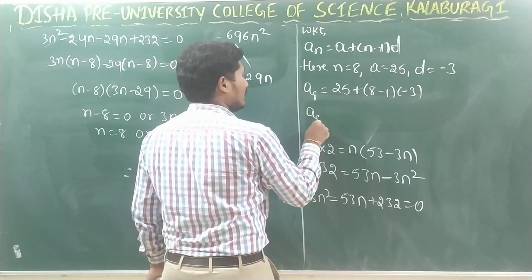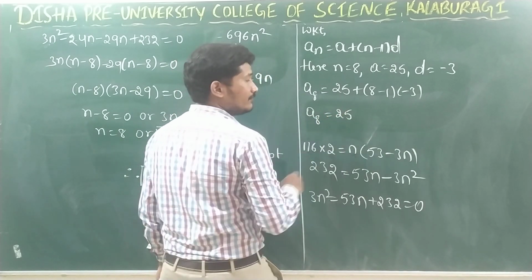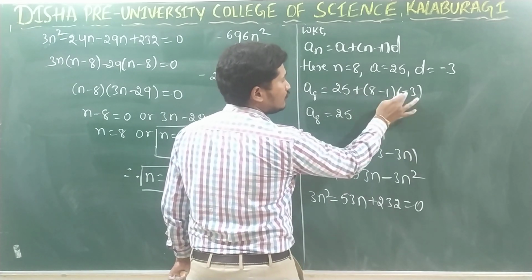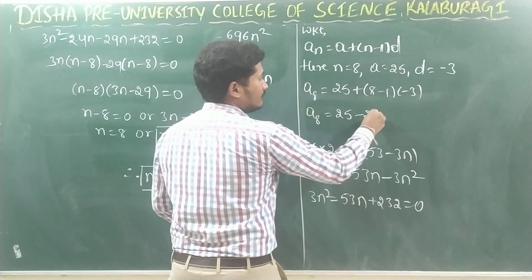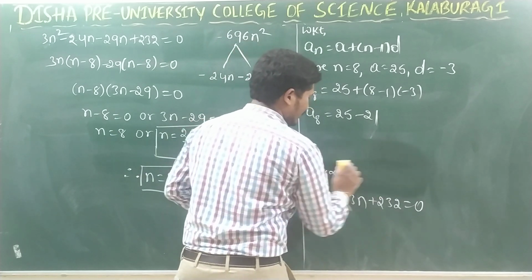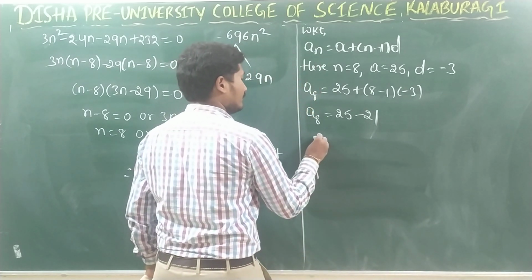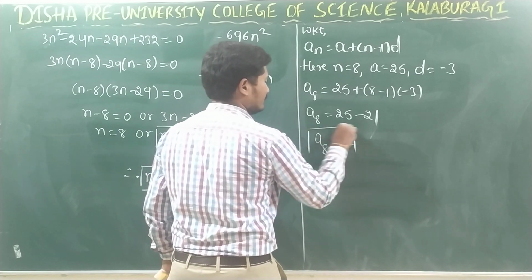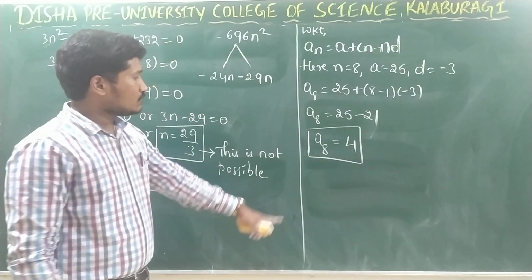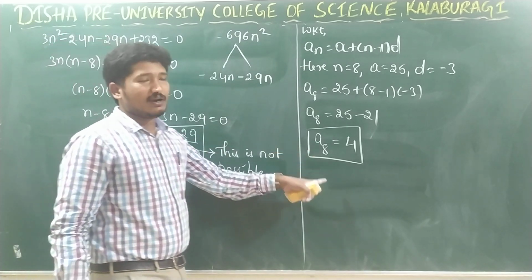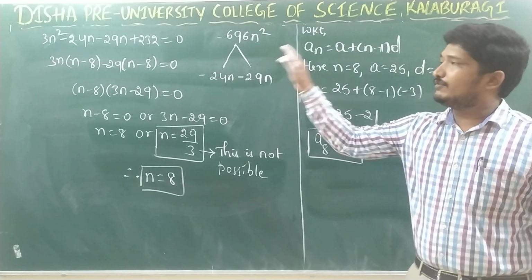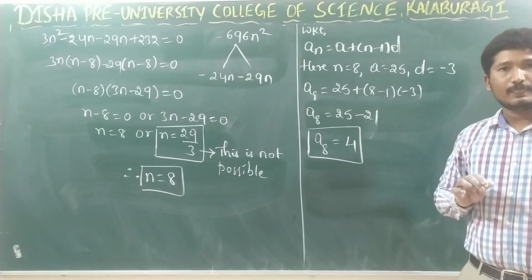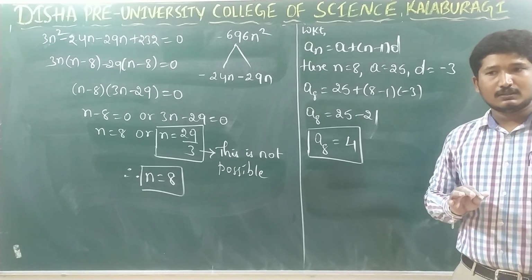Right? So A8 is equal to 25. 8 minus 1 is 7. 7 3s are 21. Plus into minus is minus 21. Right? So your answer will be what? A8 is equal to 4. Right? So this is the required last term of the given arithmetic progression. So I hope you understood this problem.